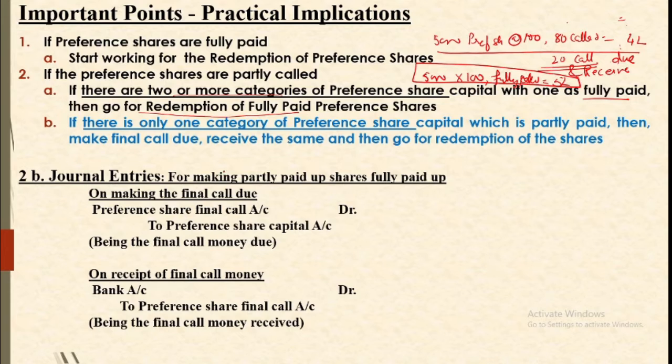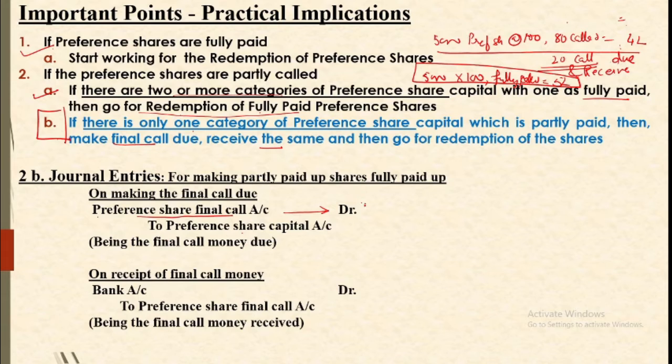This will require passing of the journal entry. In the first case, since your shares are fully paid, there is no need for any additional entry; we will directly start with the redemption. In the second case, when you are going for redemption of fully paid shares, you are not doing anything extra, so at this stage no journal entry is required. However, when you have only one category which is partly paid, it is our assumption that we will make the final call due and receive it. This will require a journal entry for making the final call due. When you make the call due, this amount becomes your asset because it is receivable, and your capital is increased proportionately.